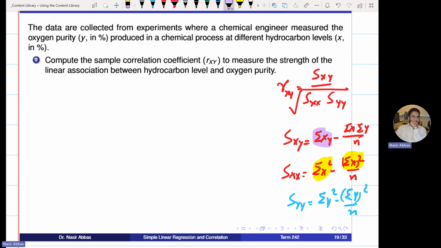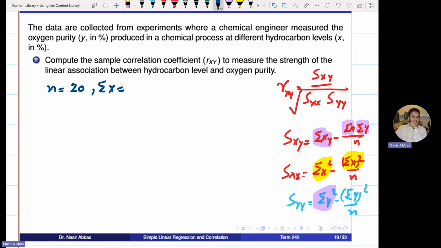You need the summation xy, summation x, summation y, summation x square, summation y square, and you need n. So you will get them from the data. When I got them from the data, no more relying on calculators. I got n equals 20 observations.